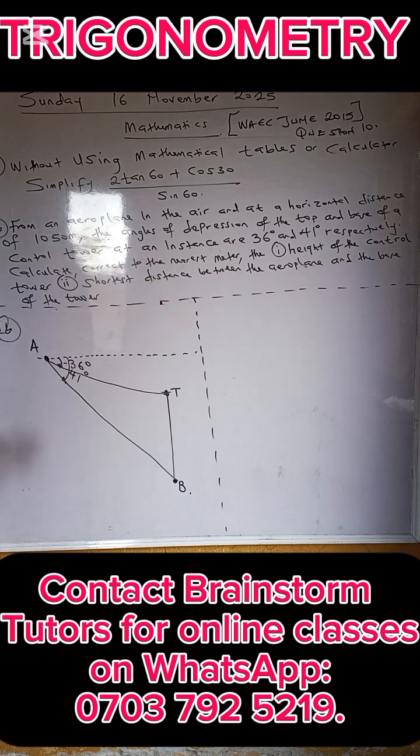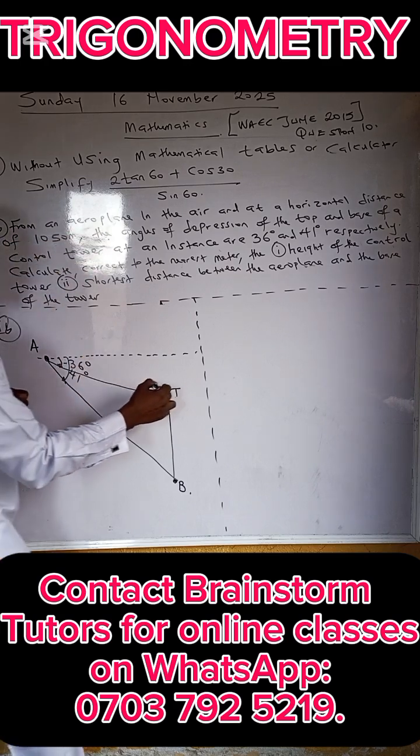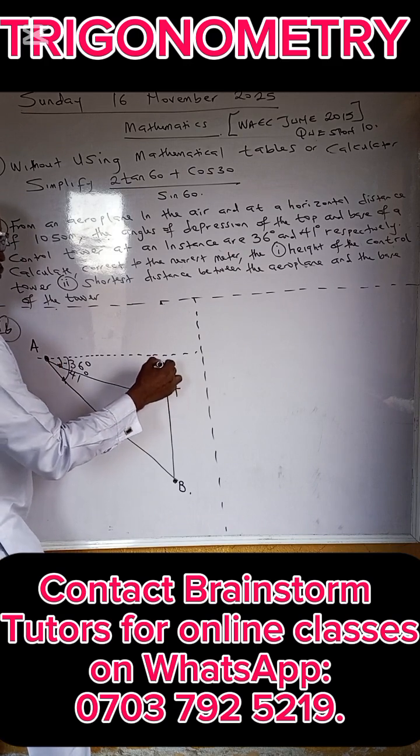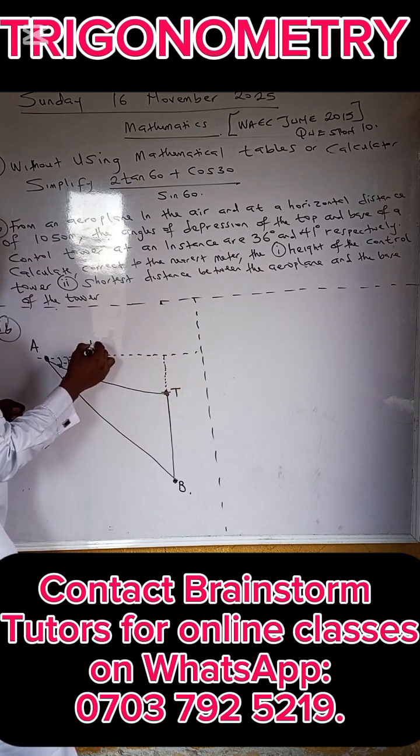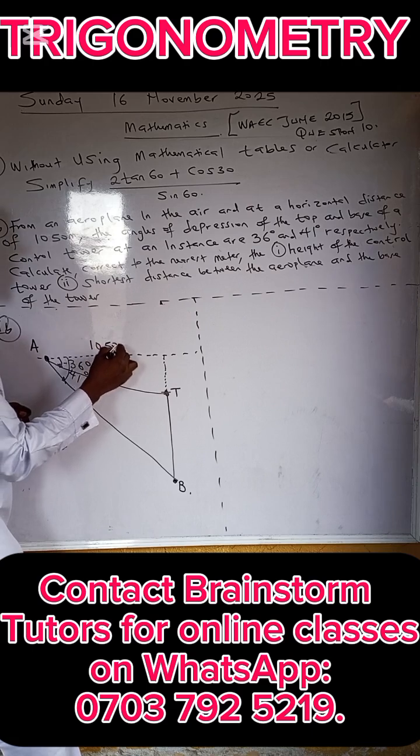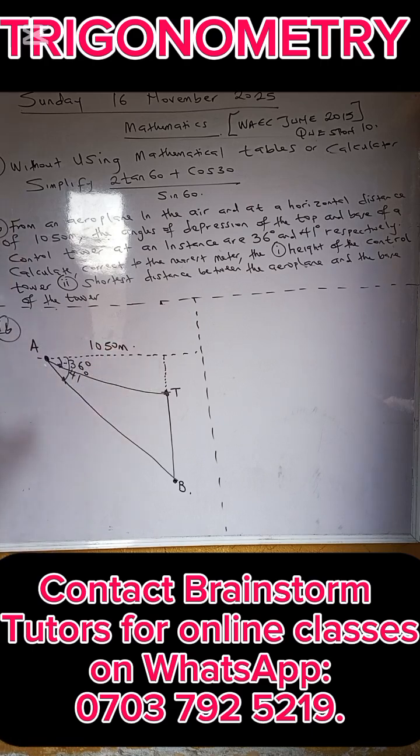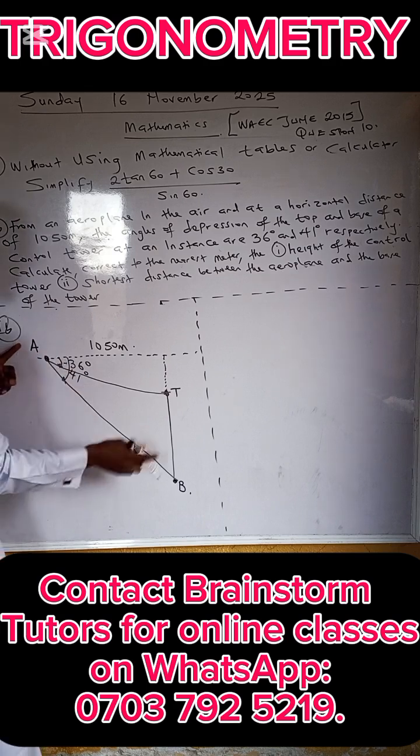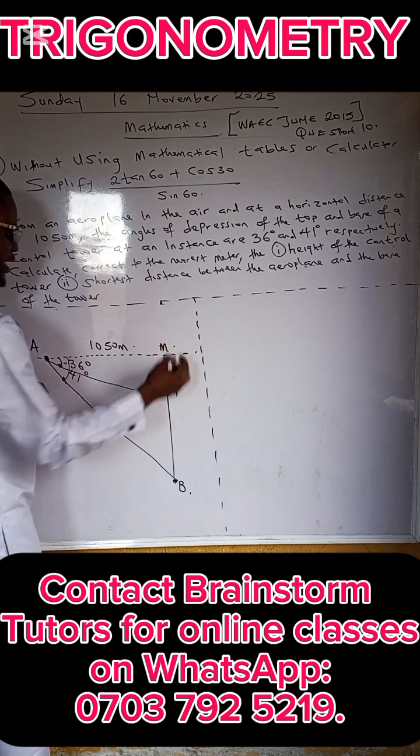Now, they say that the distance between the aeroplane and the top of the tower, remember, from here to here, is 1050 meters. So the best thing for us to do here is to give it a good letter. If this is A, B, T, let me just call this point N.